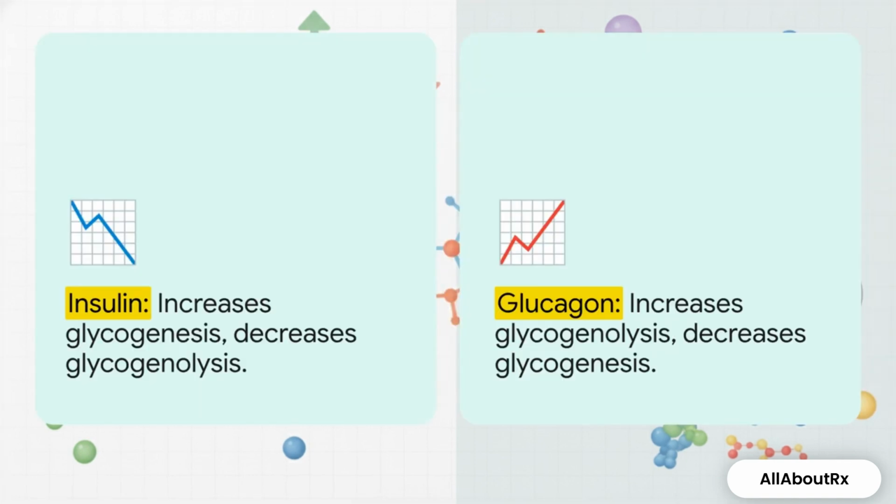This whole system is a perfect balancing act, mostly run by two hormones. After a big meal, when your blood sugar is high, insulin steps up. It drives the building of glycogen stores, increasing glycogenesis, and slams the brakes on glycogenolysis. On the flip side, when you're fasting, glucagon takes the wheel. It flips the switch, signaling for rapid glycogen breakdown and halting synthesis completely.